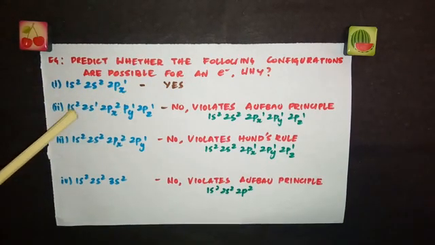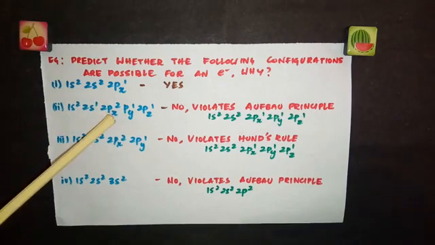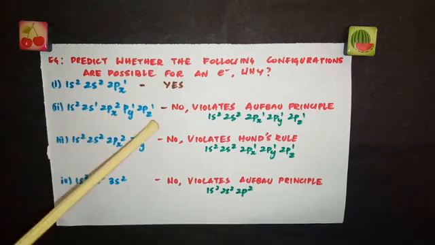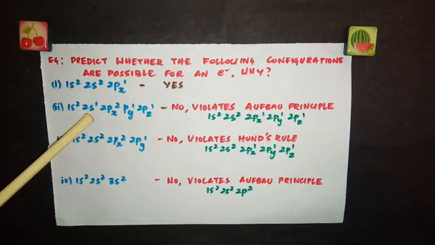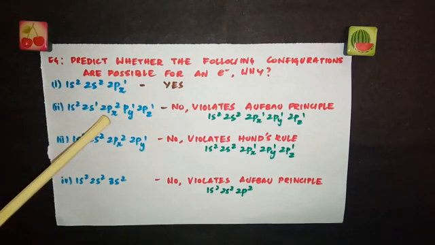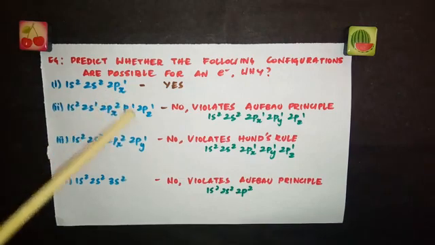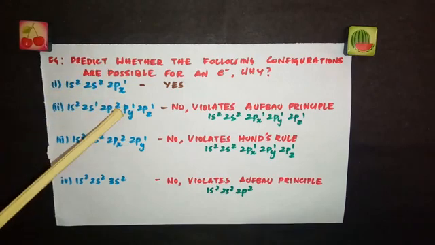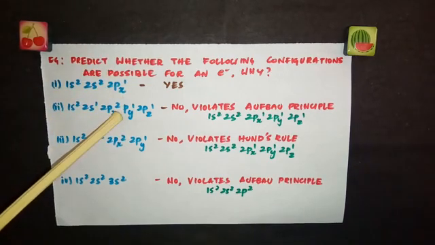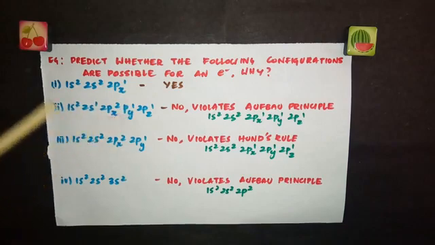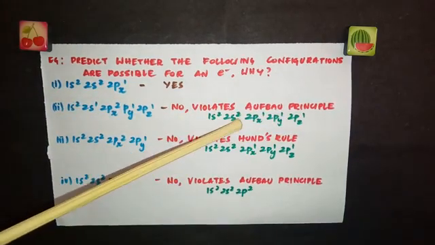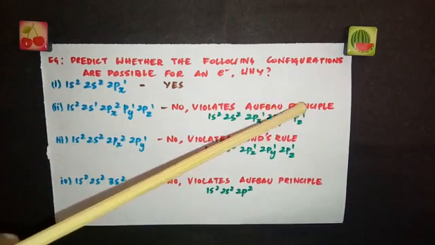And next configuration, 1s2, 2s1, 2px2, 2py1, 2pz1. This is not right because it violates Aufbau principle. See, 2s should be filled and paired up first, and only then should electrons go to 2p. When it comes to 2p, x, y, z are singly occupied and then pairing occurs. But here, only after 2s is paired does the electron enter 2p. So this violates Aufbau's principle. So this is not possible. This is the correct configuration. See, 1s2, 2s2, 2px1, 2py1, 2pz1.